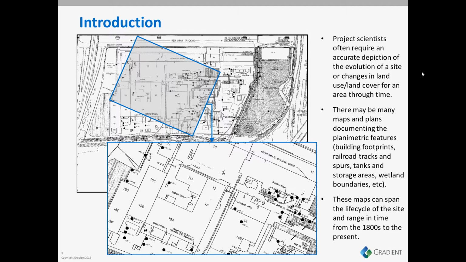And really we have access to numerous reports, numerous documents, and we review quite a bit of information. These documents can have planimetric features such as footprints, railroad tracks, tanks and storage areas, and also wetland boundaries and other sensitive receptor or environmental outlines or boundaries.